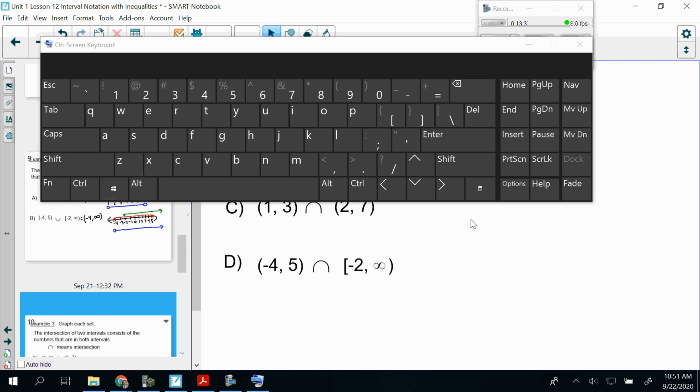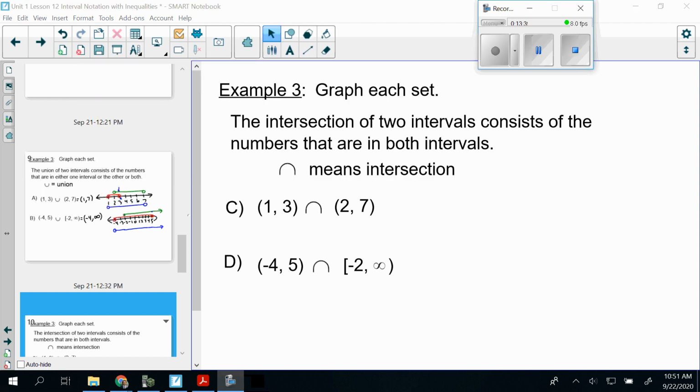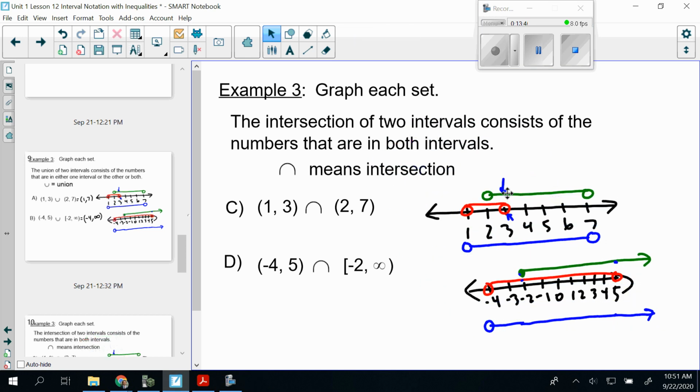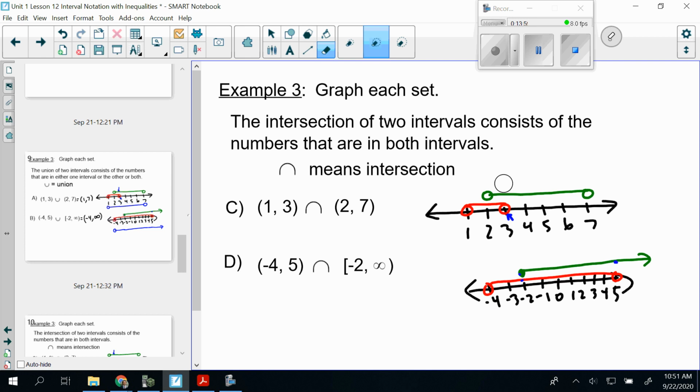Is that right? So on this one, we had those two graphs before. Now with intersection, we're looking at what they have in common, not joining both together. So where does the overlap happen? You can see overlaps happening right in here. If we're doing intersection, we want to describe those points in both.